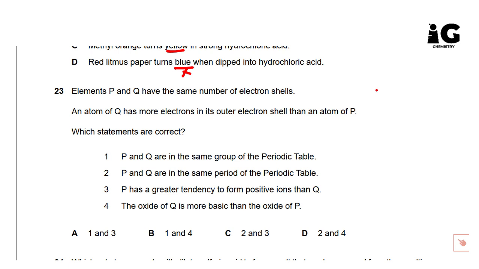Okay. 23. Elements P and Q have the same number of electron shells.